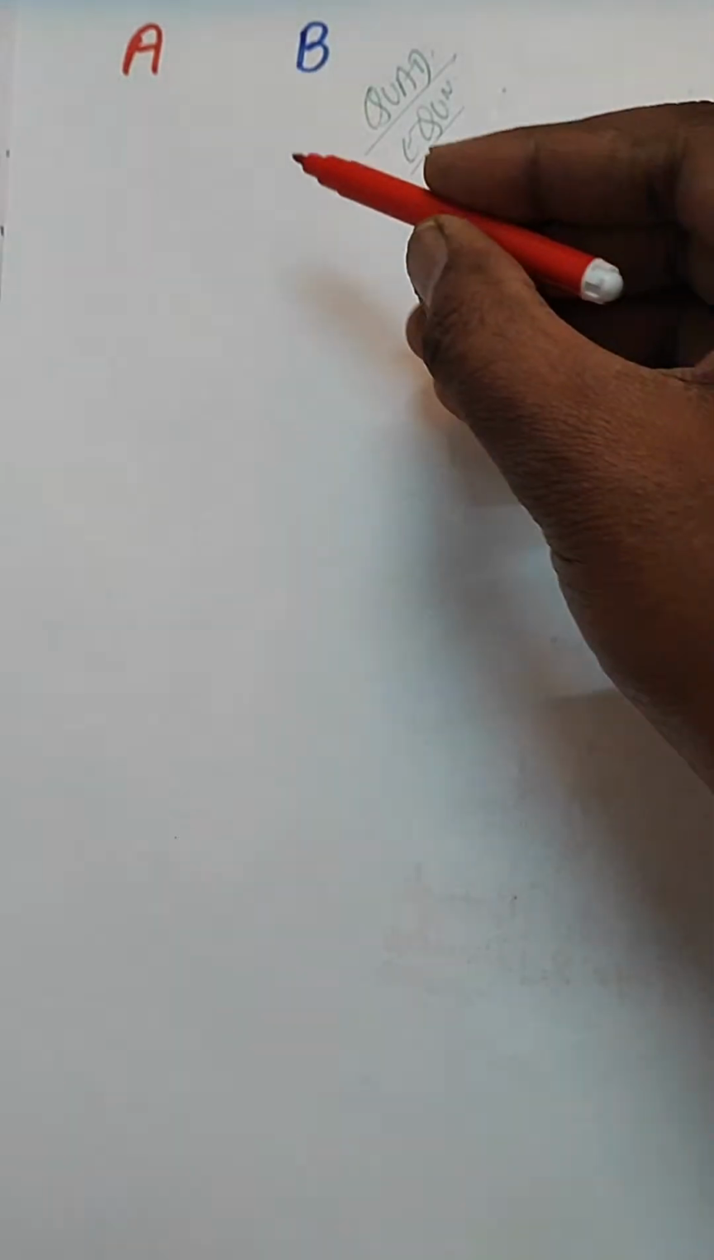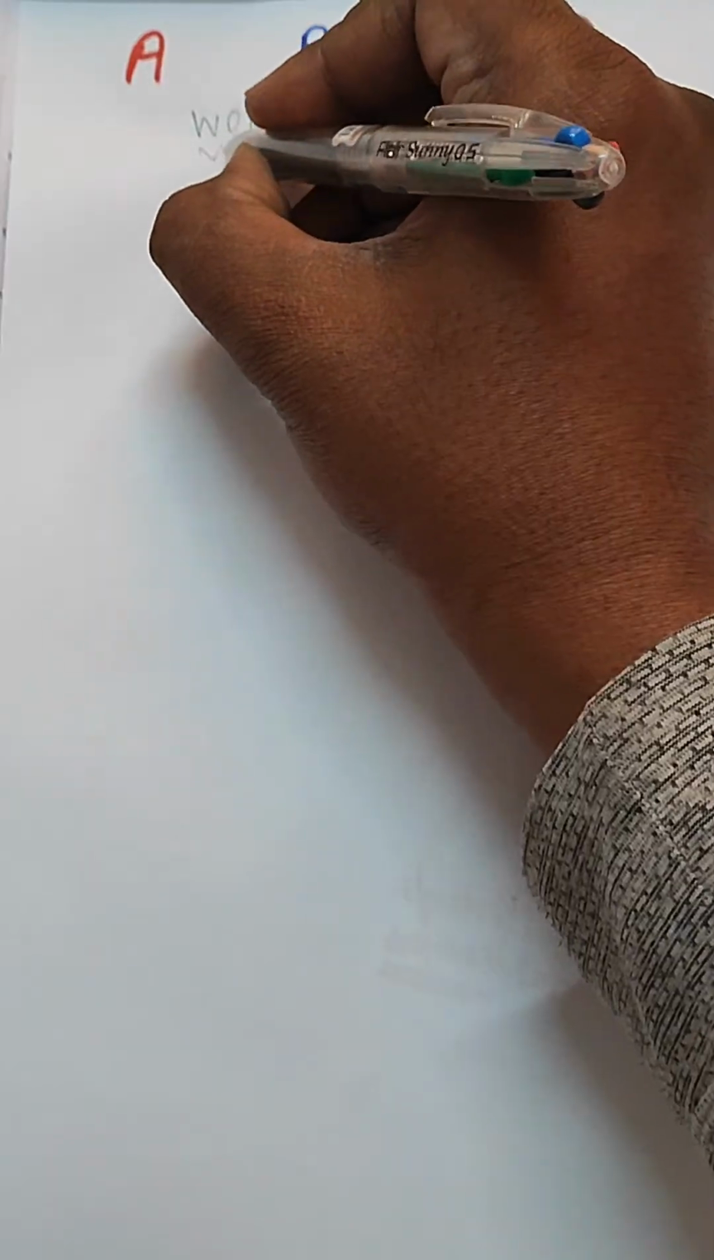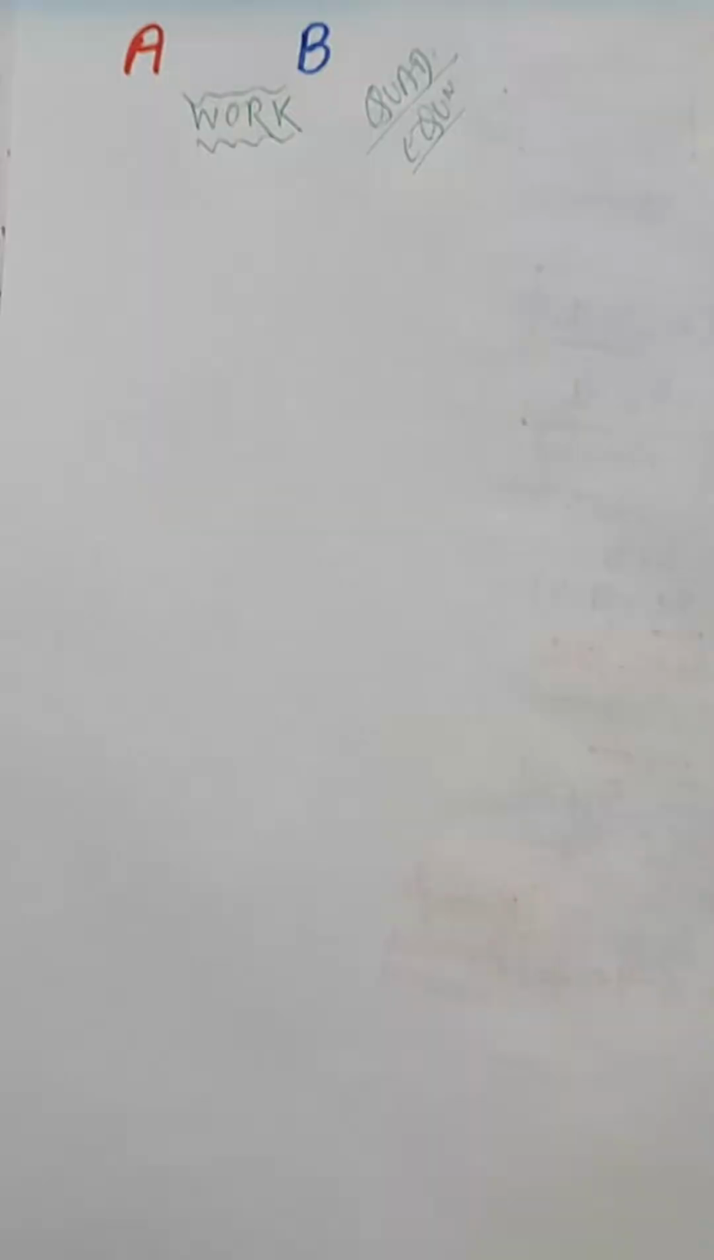Quickly coming to the question, there are two laborers, maybe A and B. The condition given is that these two laborers are doing some work so that they complete that work. Now let me read out the question: A takes 10 days less than the time taken by B to finish a piece of work.